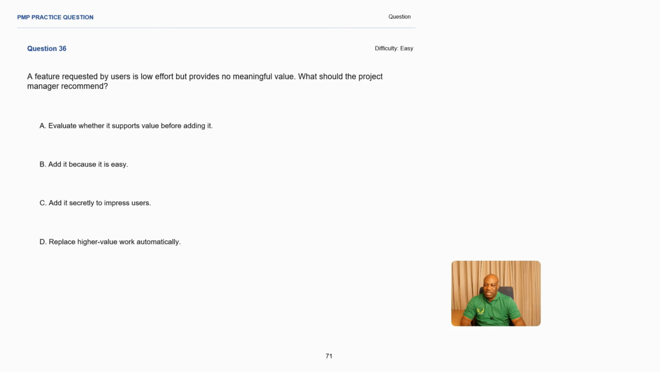A feature requested by users is low effort but provides no meaningful value. What should the project manager recommend? So the project manager is supposed to recommend. Our problem statement is there's a feature that is being requested here. Okay. And it has got low effort, but there is no meaningful value. So one of the mindsets is to make sure that whatever you do in the project is adding value, either to business or to the project. So let us go through the answers to see what the project manager should recommend.